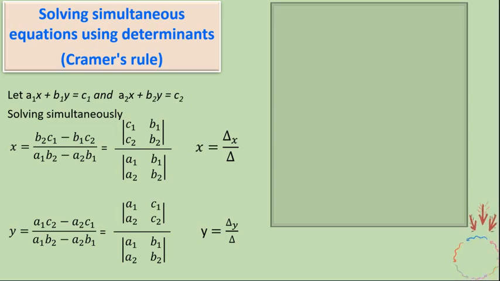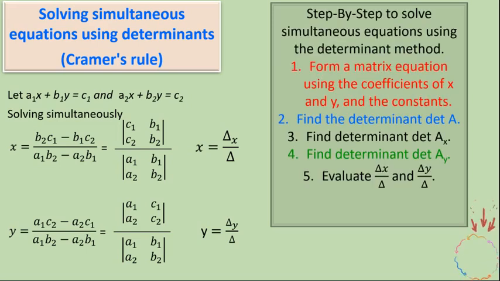Now, the next is for us to look at the steps that we are going to follow if we are to solve this equation. Number one, the first step we are going to take is to form a matrix equation using the coefficients of x and y. And that's what we did here, using this and this to get this and this.